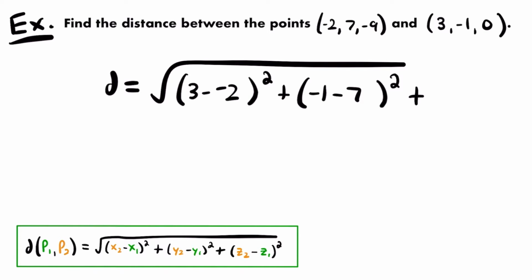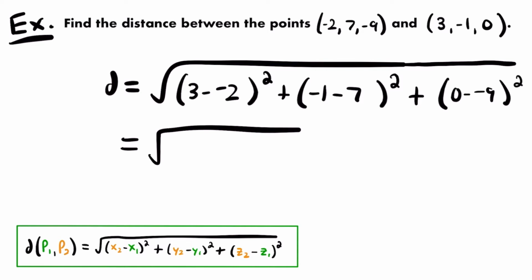So we'll have -1 minus 7. And then that will be added to the difference in our z-coordinates squared. And don't forget that we're still under the square root here, but our z-coordinates are 0 and -9, so we'll have 0 minus -9. Now if we simplify, the distance is equal to the square root of 3 minus -2 squared. 3 minus -2 is the same as 3 plus 2, so that's 5. So we'll have 5 squared, and then we're adding that to -1 minus 7 squared.